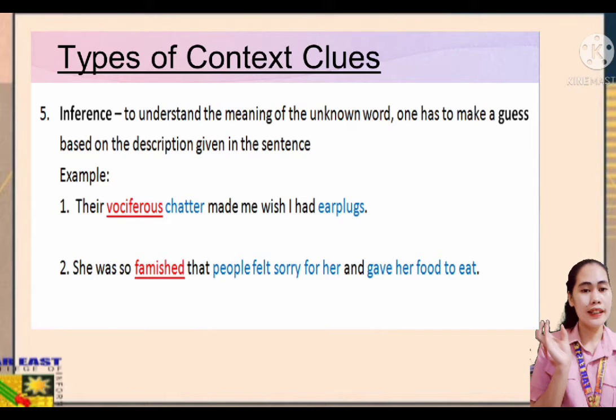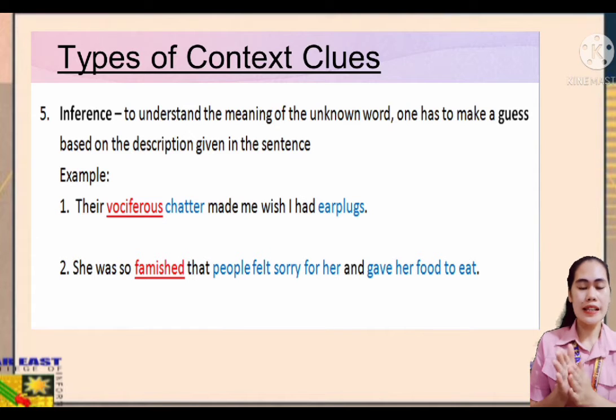Okay? Next example natin is, she was so famished that people felt sorry for her and gave her food to eat. So, unfamiliar word is famished. And our context clues, the people felt sorry for her and gave her food to eat. So, depende on how would you guess kung ano ibig sabihin ng word na famished. Okay, so, depende sa context clues. People felt sorry for her and gave her food to eat. Ano kaya yung famished, no? Okay, so that is the context clues.